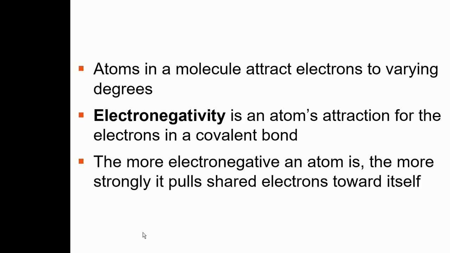Another important thing to know about here is the concept of electronegativity. Now, what is electronegativity? Electronegativity is basically the ability of an atom to pull electrons towards itself. So electronegativity is an atom's attraction for the electrons in a covalent bond. So the more electronegative the atom is, the more it has a tendency to pull the shared pair of electrons towards itself.